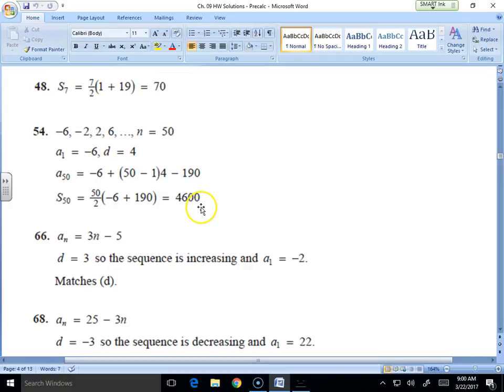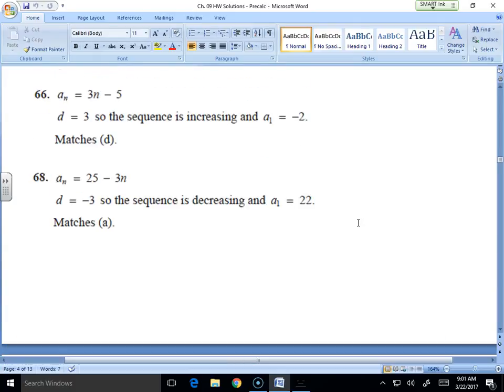Number 54, final answer, is 4,600, but did they give you the 50th? Did they give you the 50th term, or did you have to go find it? But how did you? Using the formula, right? Using the A sub n formula. So they found A sub 50 to be 190, then they were able to plug in and find the 50th partial sum. All right, number 66, have you guys already figured out that it was D as in delta, and number 68, A as in alpha?